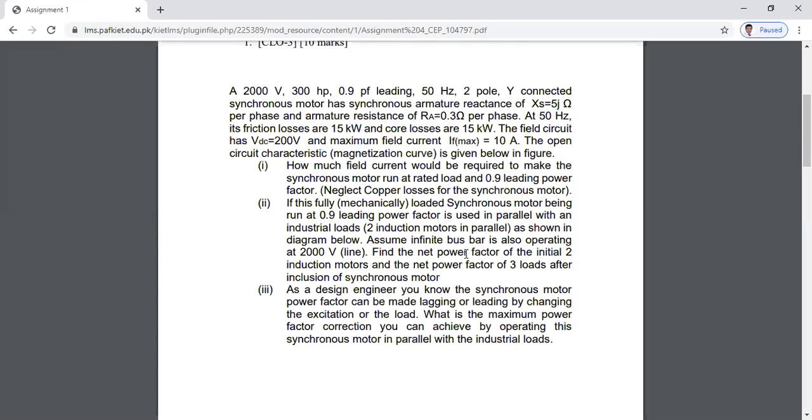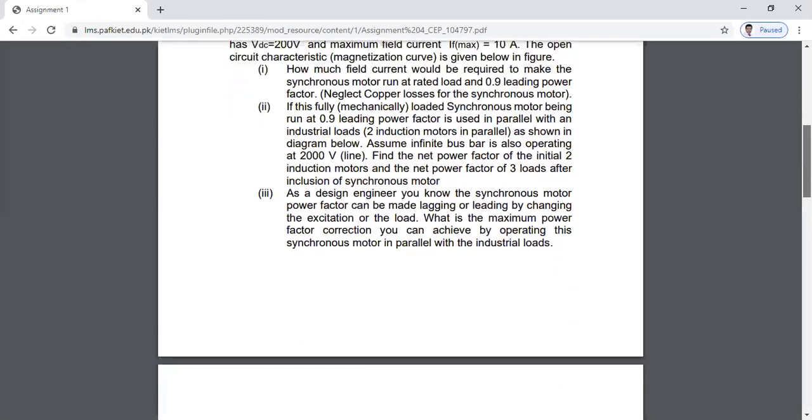So obviously you are looking at making it more and more leading power factor so that you can achieve the best power factor correction. So in this part number 3, which is the main part, you are going to look at the existing operating point of the synchronous motor in parts 1 and 2, and how much more you can squeeze out of it. Okay, so let's put it that way: how much more you can squeeze out of the synchronous motor in order to make the power factor better and better. Okay, so this part 3 is the main part of this question. Parts 1 and 2 are just what you have already studied in this course. So are there any questions?